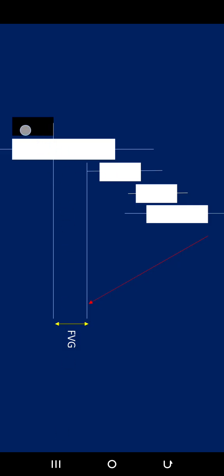Let's look at it. This black one is the first candle. This big candle is an expansion candle, which is the second candle. And we have the third candle, right? One, two, three. Now, in between these three candles, there is a space. That space is called a fair value gap. And pay attention to this fair value gap because I'm going to be explaining a lot about it to you. That will make you highly profitable.